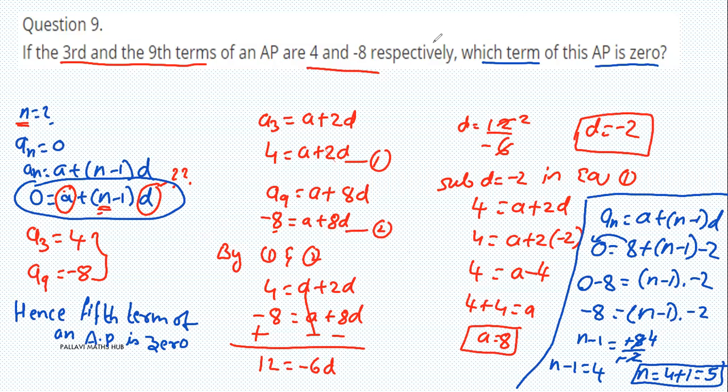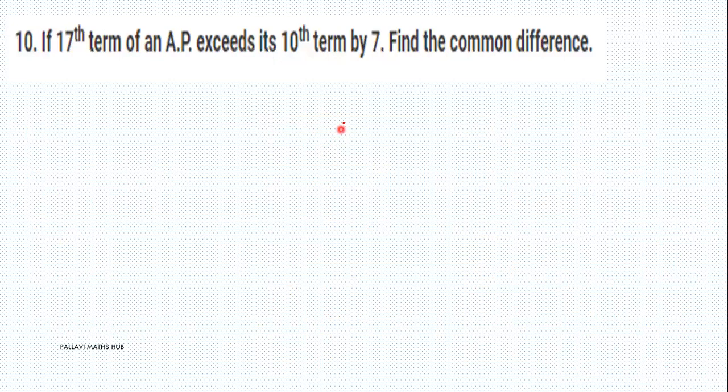Next, last question, 10th question. What is the question? The 17th term of an AP exceeds, what does exceeds mean? Plus, it exceeds means more. The 17th term of an AP exceeds its 10th term by 7. Find out the common difference.